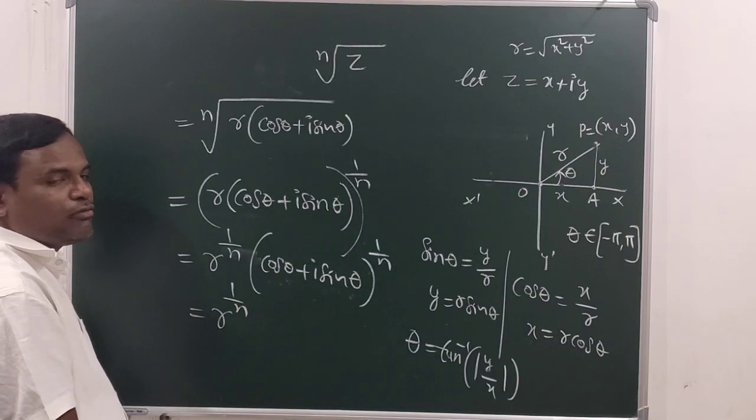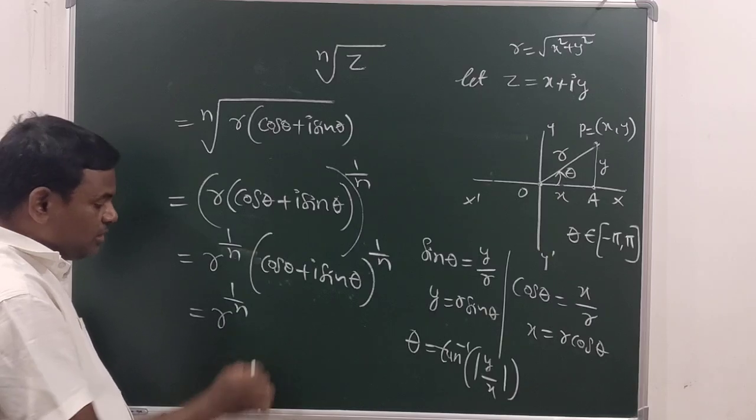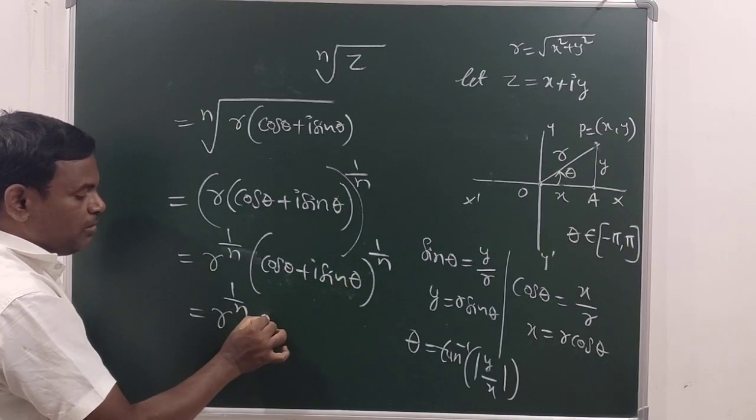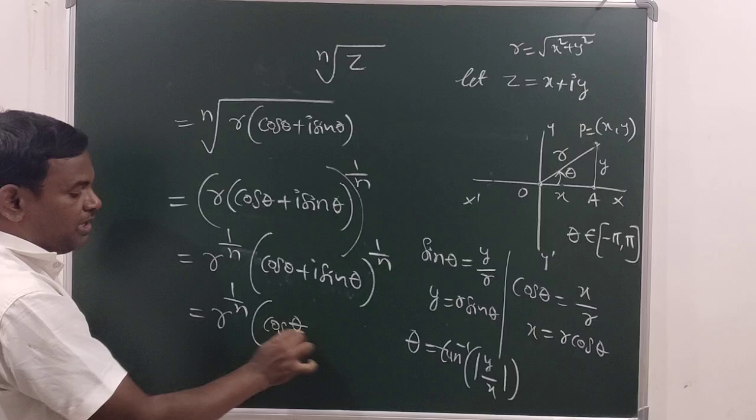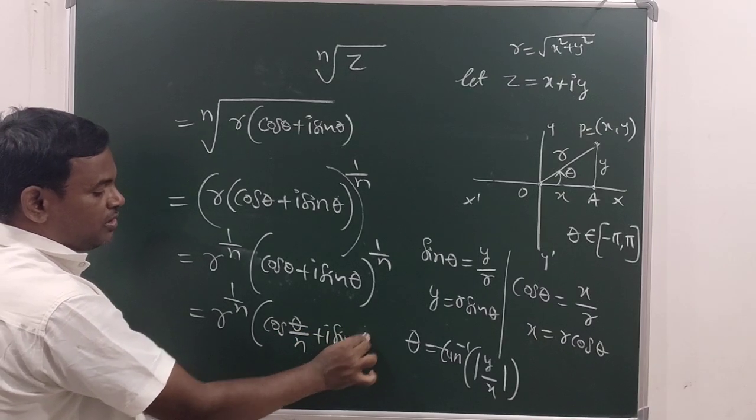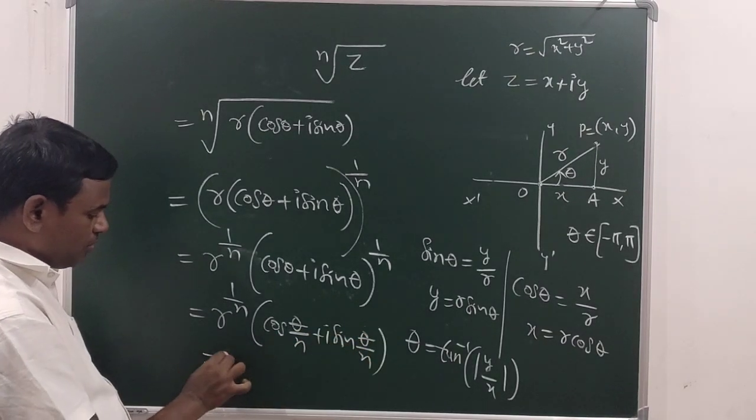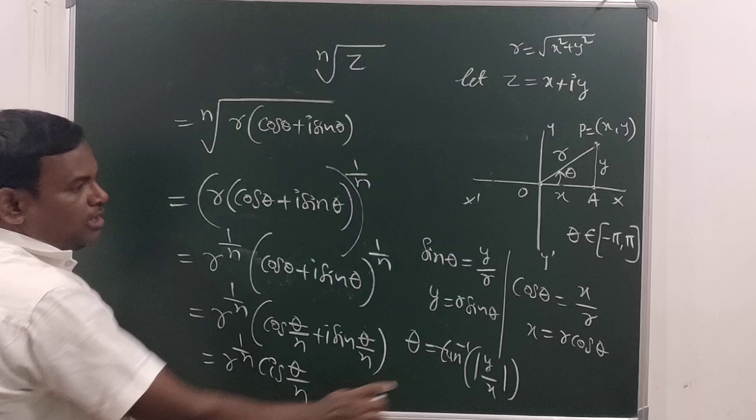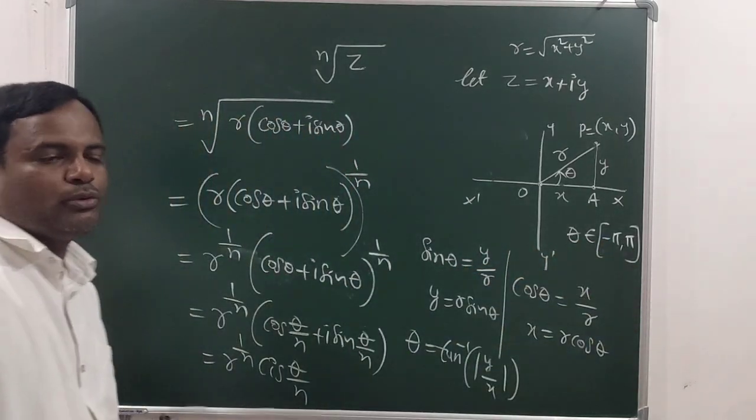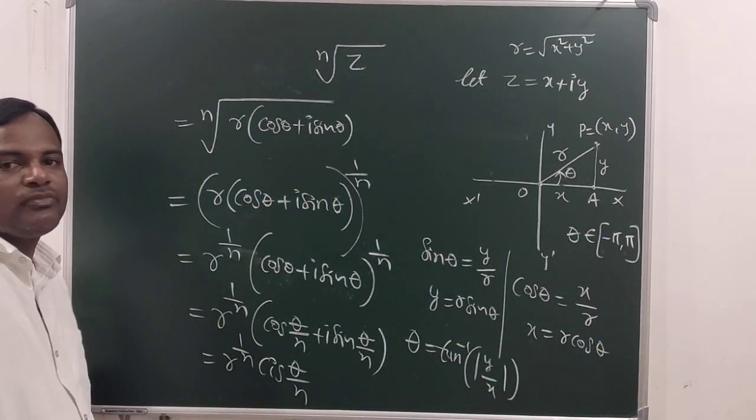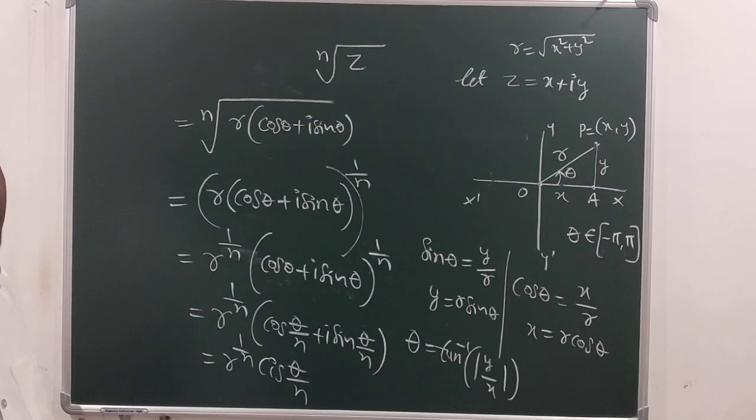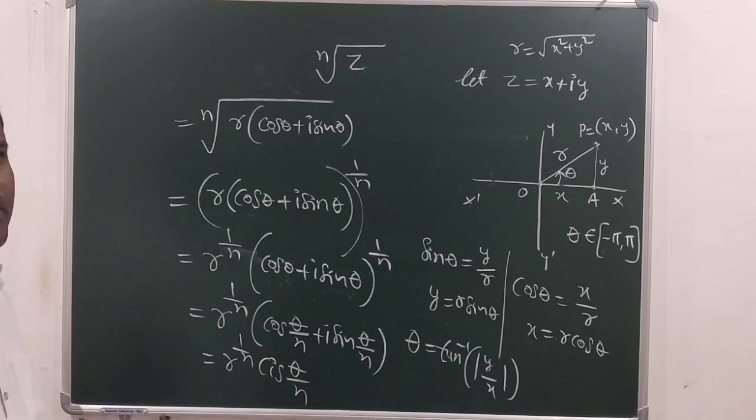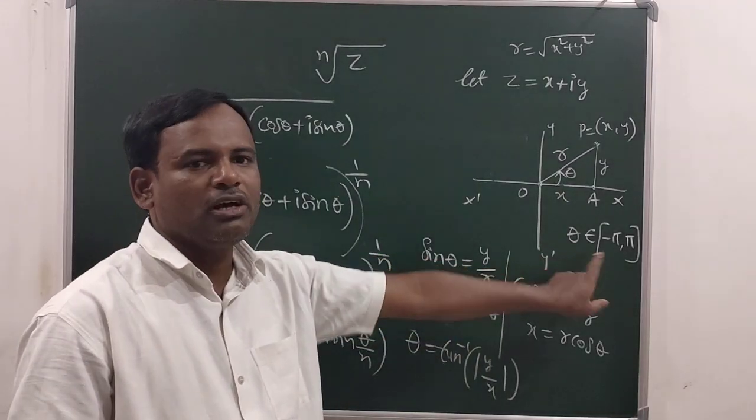But here I would like to write, see, first I want to write this 1 by n as the coefficient of theta, so that it will become cos of theta by n plus i sin theta by n. In short, it can be expressed as cis of theta by n, where theta belongs to the closed interval of minus pi to pi. But if you want to write general solutions, what do you have to add here? 2k pi in the place of theta. Theta is the principal value which belongs to this interval.